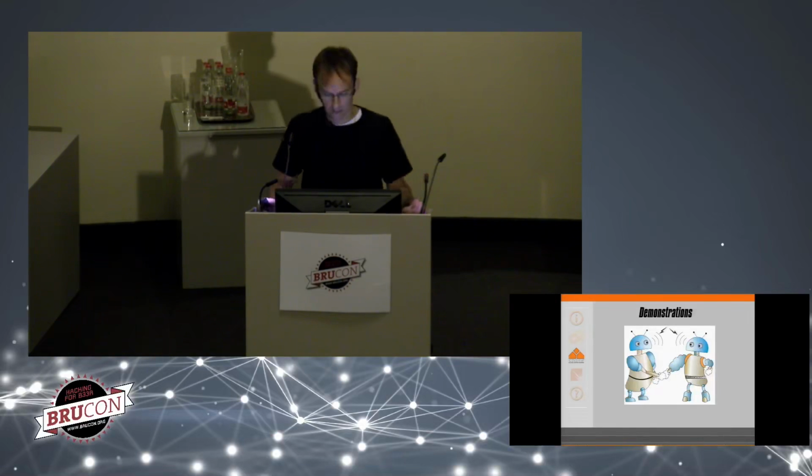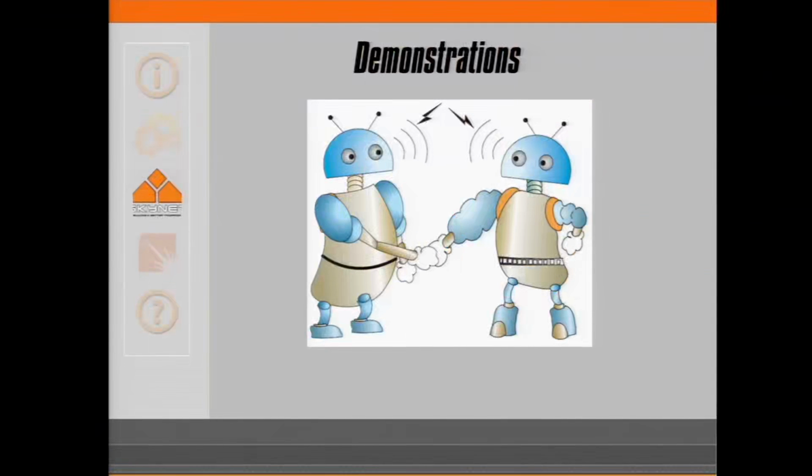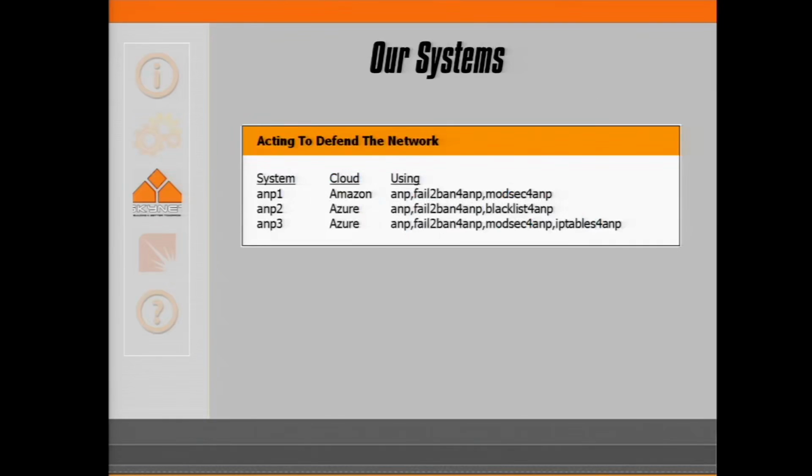So, demonstrations. I did say that the first scenario is one we've seen emerge through our use, so we'll take a look at that. We actually have a small little network here. We're going to watch it defend itself. We have system 1, ANP1. It's actually in the Amazon cloud, assuming the uplink is good here. It's got ANP running, a couple interfaces there. ANP2 then is in the Azure cloud, also running ANP. They're all sharing events here.